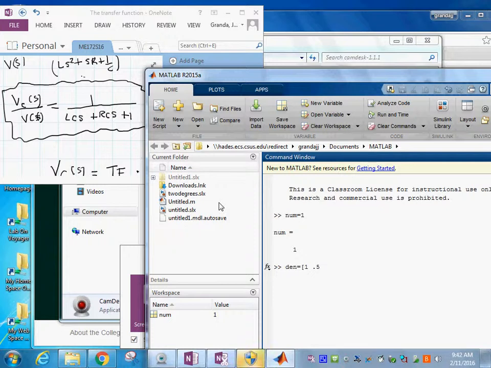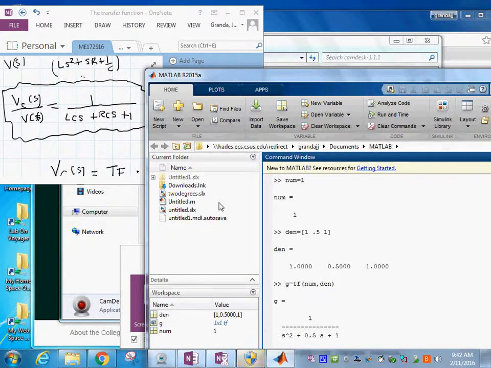Once we have defined the numerator and the denominator, we're going to say that g is a transfer function of the numerator and the denominator. And if you do that, the computer will go to the Control System Toolbox and produce for you the transfer function as you see on the board there. I think you can see it very clearly, but you could actually change the font and make it bigger. But my point is that now we have the transfer function.